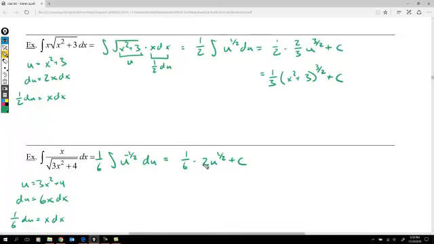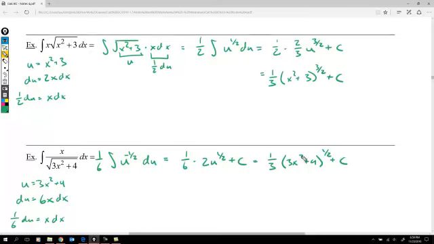So dividing by 1/2, same thing as multiplying by 2. Or I think about it as 2 and 1/2 cancel each other out. That's how I think about it. All right, and then we just make that substitution, and so I have 3x squared plus 4 to the 1/2 power plus c. And again, you should be able to take the derivative. It will match what's on the inside of your integral, or we also call that the integrand.